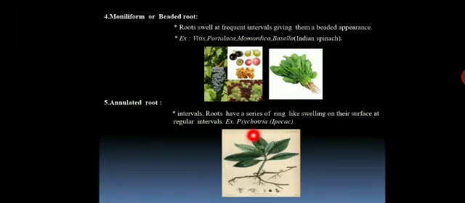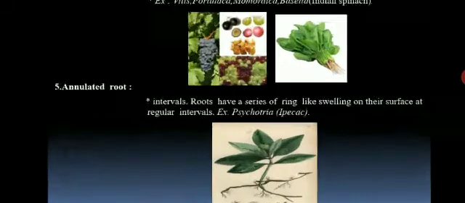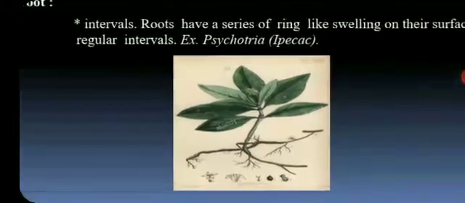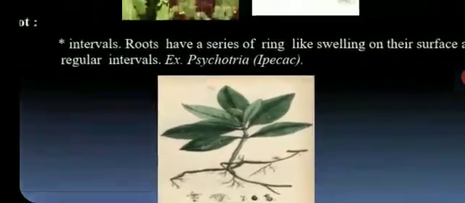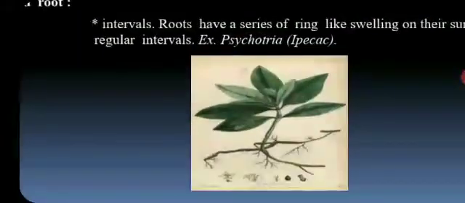For example, Psychotria, Ipecac. Here you can see clearly, there is the root that has the capacity to form annulus, a ring-like structure, that can be seen.